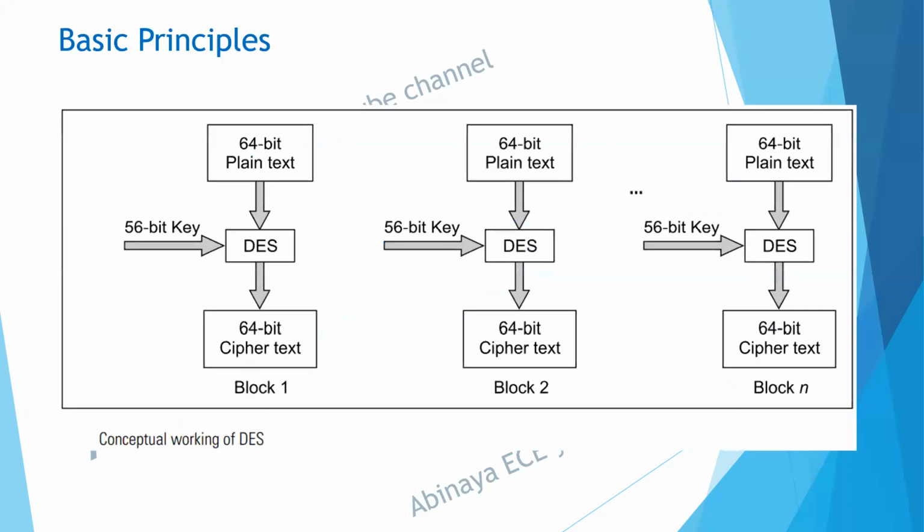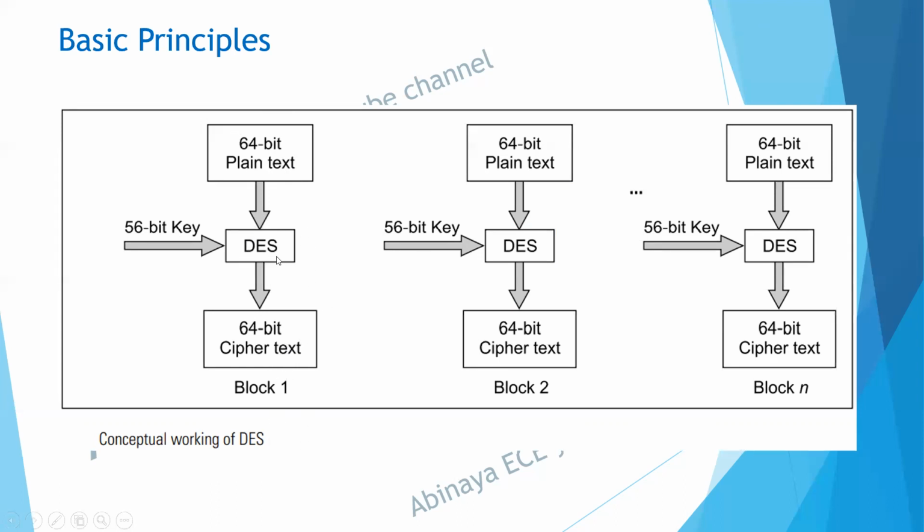So how does the Data Encryption Standard work? The basic principle behind it is that DES is a block cipher, and it encrypts data in blocks of size 64 bits each. So this 64-bit plain text goes as input to the DES algorithm, and we have a key which is a 56-bit key. The key length is 56. The basic idea is this diagram. This is a conceptual working of DES.